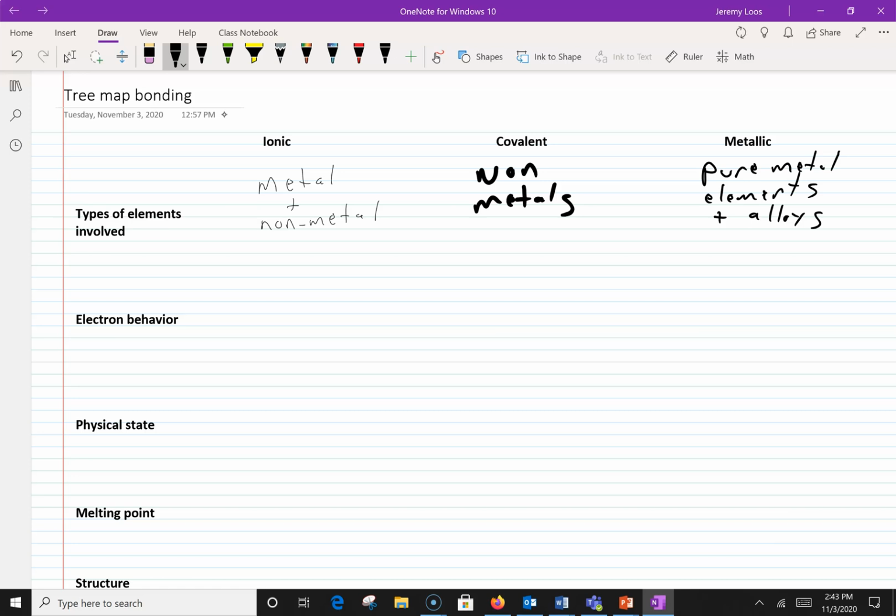so either a pure metal element or an alloy like iron, like copper, like zinc, or an alloy like brass or steel. There's no compounds. Alloys are not considered compounds. So just a piece of metal, anything that you would call metal, that's what's held together by metallic bonds. Questions about that?